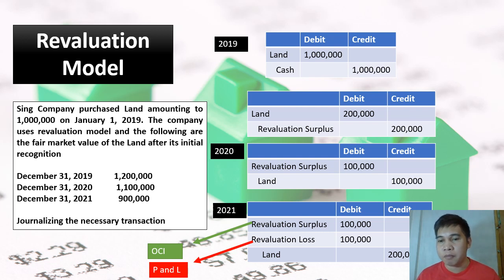So paano magiging treatment doon kapag nagkaroon ng revaluation? So medyo mahaba kasi yun. So kaya I just want to present it on the next video.